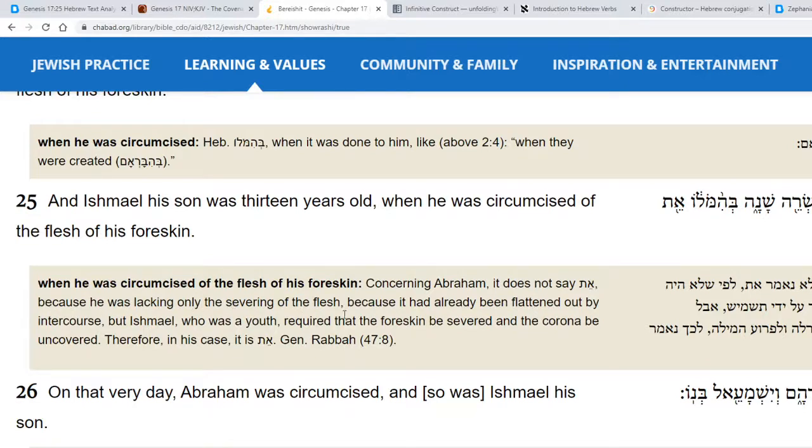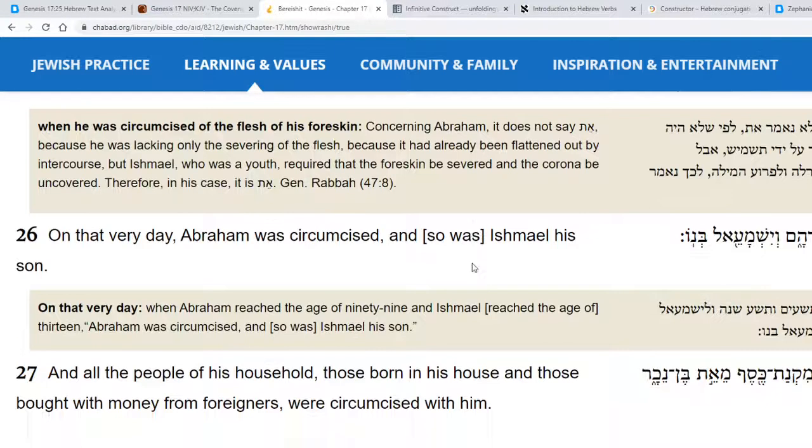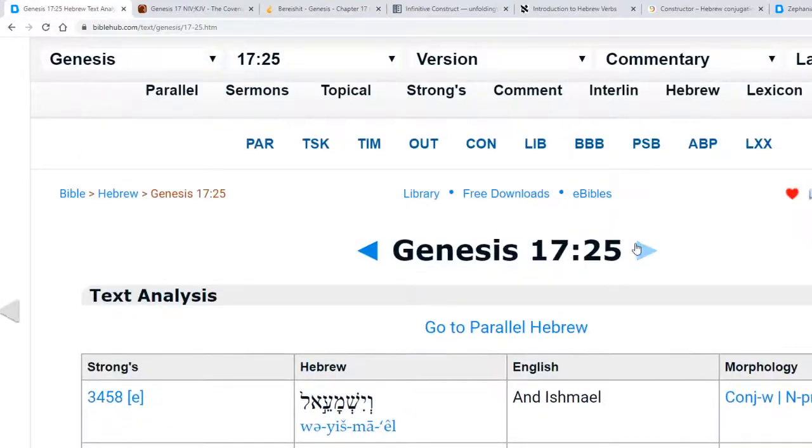Because he was lacking only the severing of the flesh, because it had already been flattened out by intercourse. But Ishmael, who was a youth, required that the foreskin be severed and the corona be uncovered. Therefore, because Abraham was older, he's darshaning it. Without getting into the details, because one has et and the other one doesn't, you have to darshan it. There's a meaning there, and we do that. Just wanted to make that clear for you.